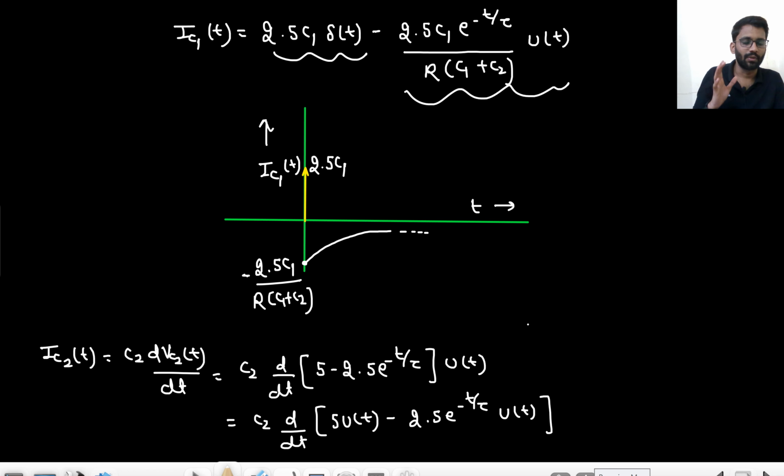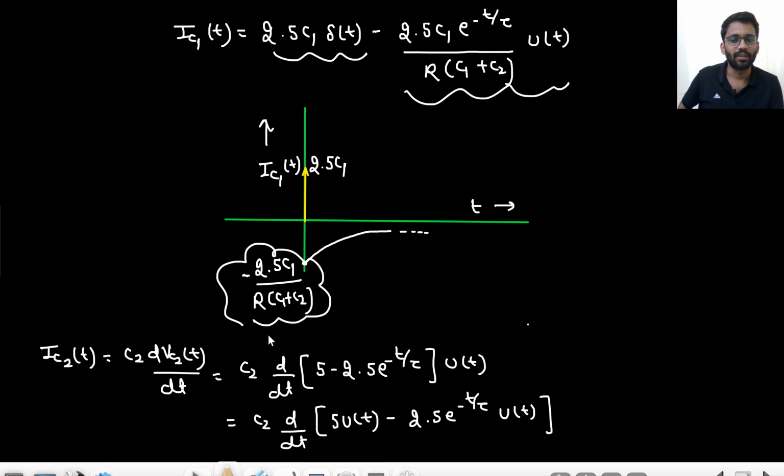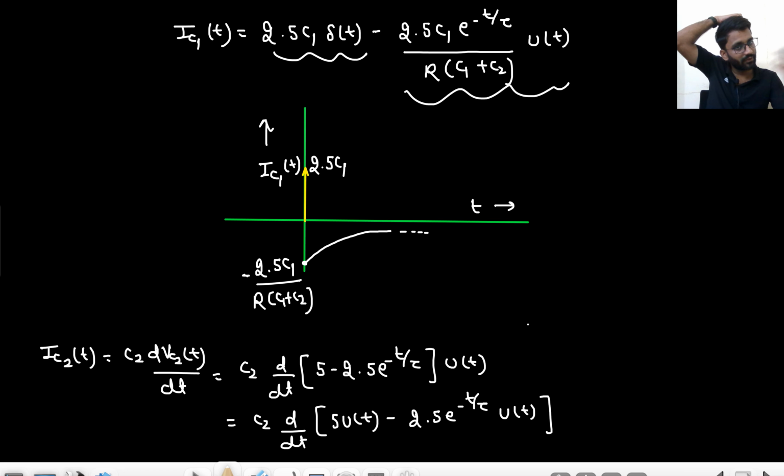Those GATE aspirants who need to see the intuitive analysis of this can watch that video. In the next video I will tell the value of IC1 at t equals to 0 plus, that means how we are getting this value. This value intuitively you have understood: impulsive current, because of that 0 to some value. So this value you have already understood, IC1. Now this value we will cover in the next video.